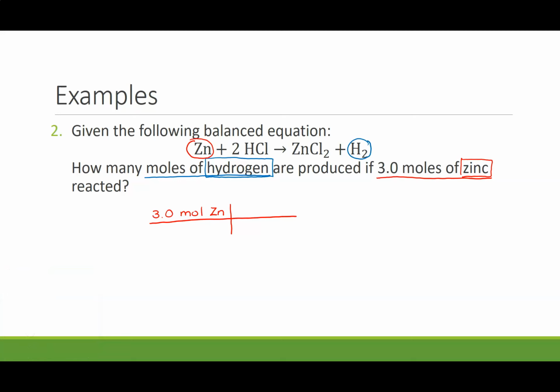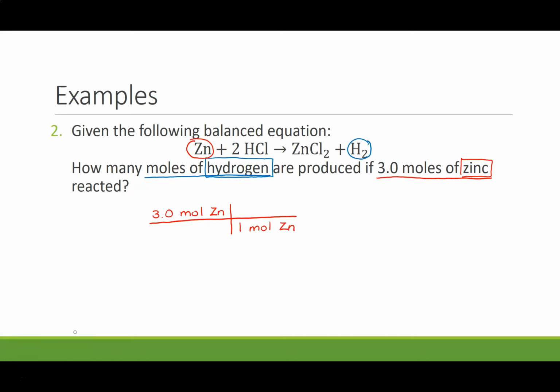So let's look at the coefficient in front of zinc. The coefficient in front of zinc is 1. That means 1 mole of zinc. We'll put that on the bottom because we want to cancel out moles of zinc.